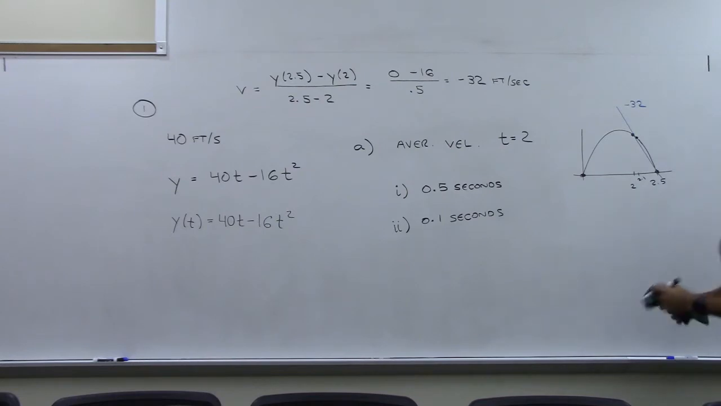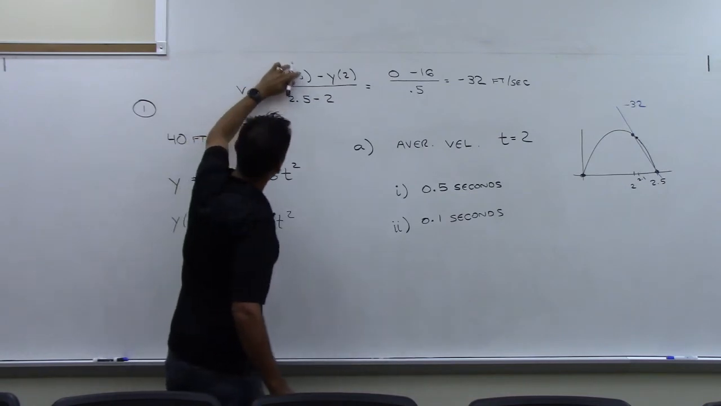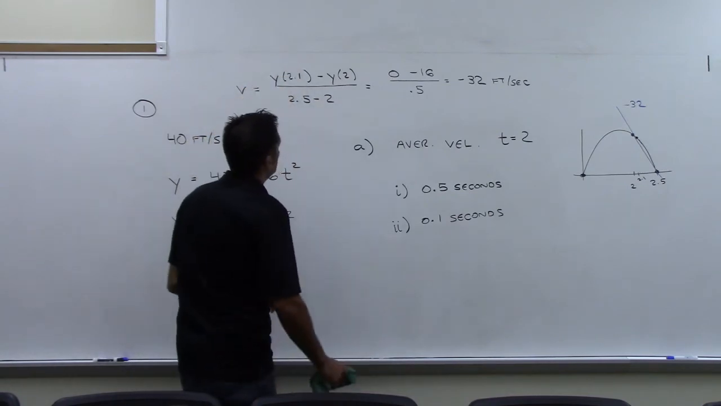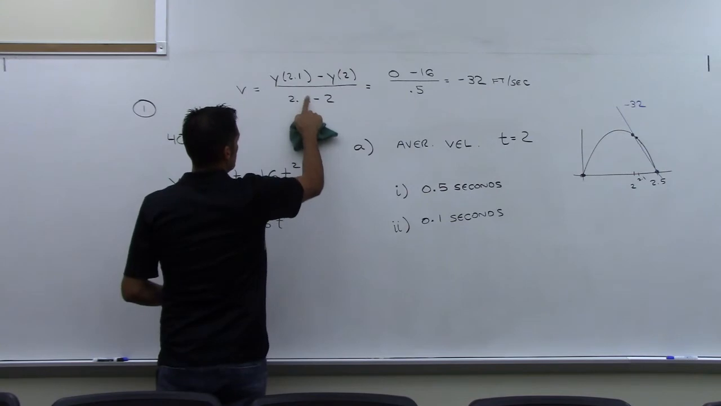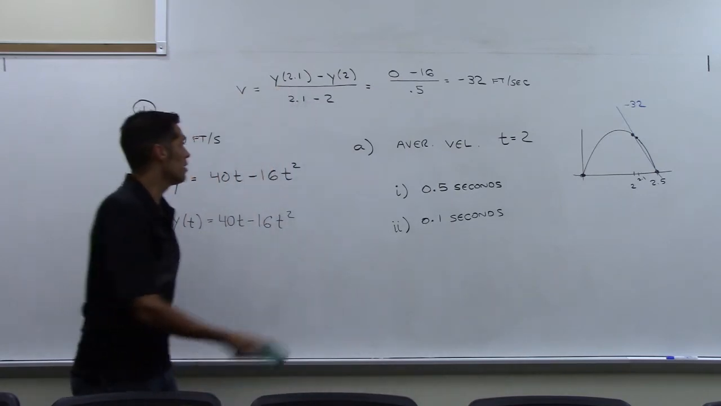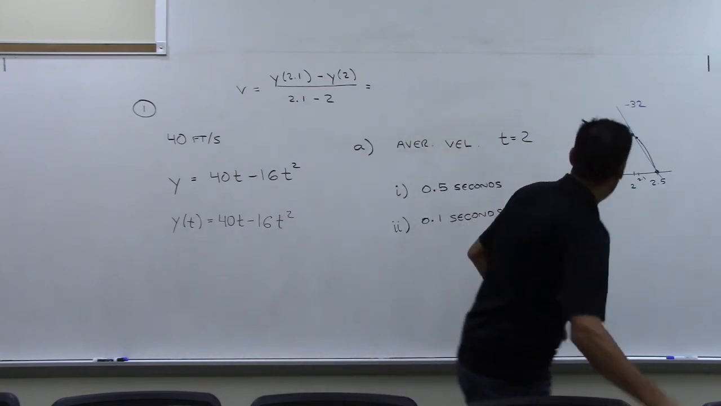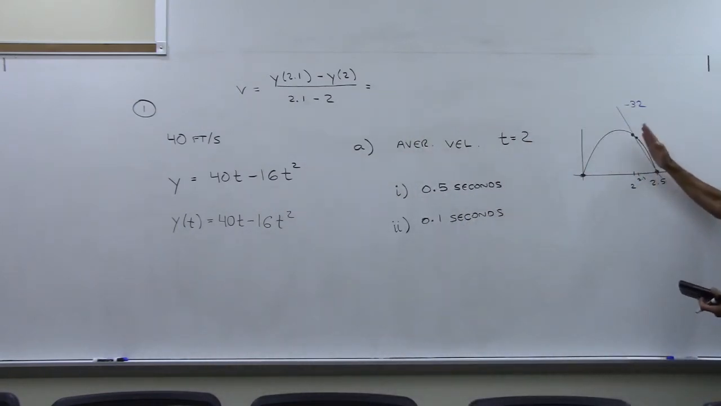So all that changes here, we're still going to be looking at trying to find the average velocity. We're going to go 2.1 minus 2, and then, y of 2.1 minus y of 2 over 2.1 minus 2. And get our calculators out, do it again. What is your guess here? My guess is that this line will not be as steep negative. It's going to probably pitch up a little bit. So I doubt we're probably going to get a number that's smaller in magnitude than negative 32.